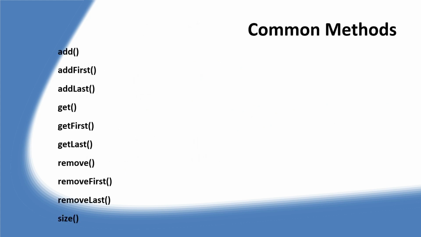There are some common methods available in the list interface. LinkedList provides all the methods available in the list interface. Additionally, because it implements Deque, it offers methods such as addFirst, addLast, getFirst, getLast, removeFirst, and removeLast. These methods make LinkedList useful for queue and deque operations.